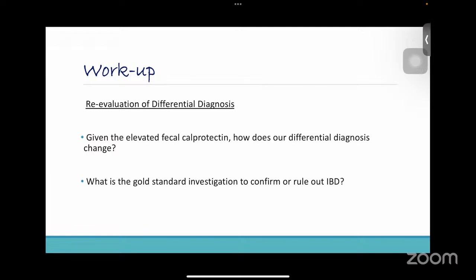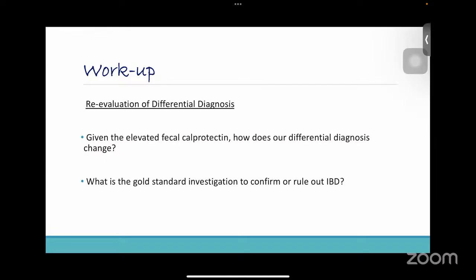Colonoscopy and biopsy. Exactly, yes. Colonoscopy and ileoscopy and biopsies, because they allow direct visualization of the colon and terminal ileal mucosa and assess the inflammation, ulceration, and stricture. And we can also use it for collection of tissue for histopathology, to confirm the diagnosis and the type of inflammatory bowel disease, either Crohn's disease or ulcerative colitis.